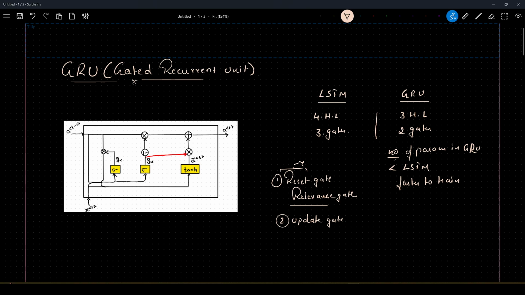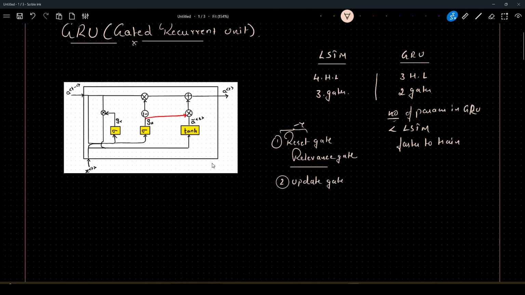So let's start. As you can see in this particular diagram, it represents a single GRU block, and it has one output at time step t. Let's take it slowly. Please watch this video till the end so that you will have the complete understanding.